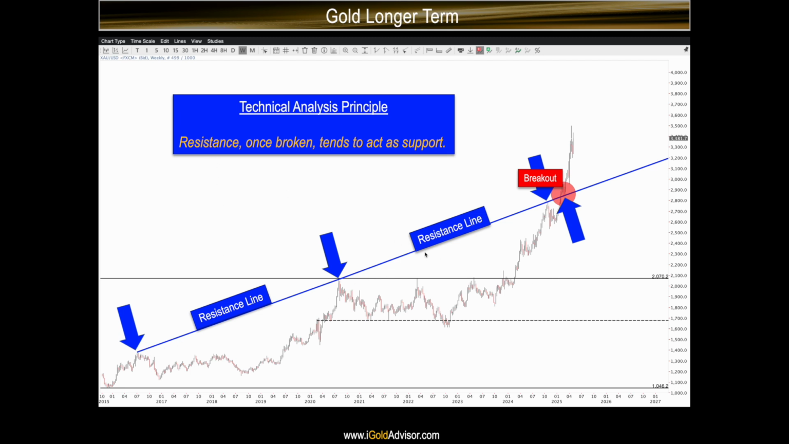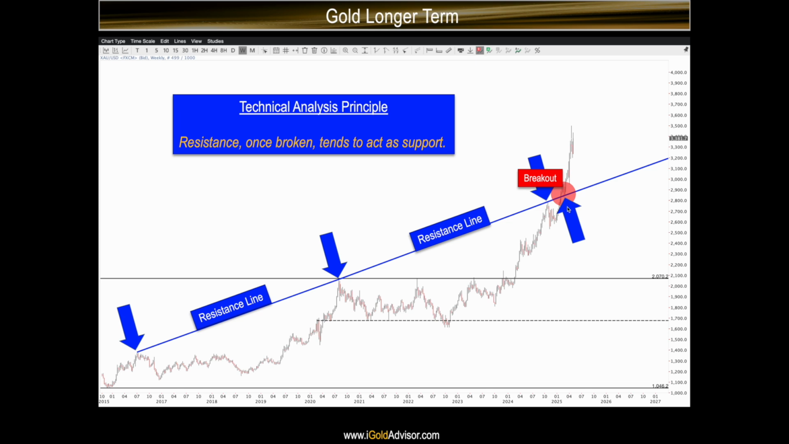We talked about this being a resistance line. Once broken, right here, the breakout tends to act as support. So perfect case in point right here. We had a 10-year resistance broken out, and then what? The buyers stepped in where previously the sellers existed, and this line has now turned into support. So this is a very important principle to remember for the rest of your investment career, no matter which market you are analyzing. Okay, this is now support.